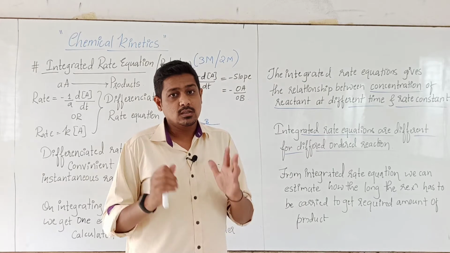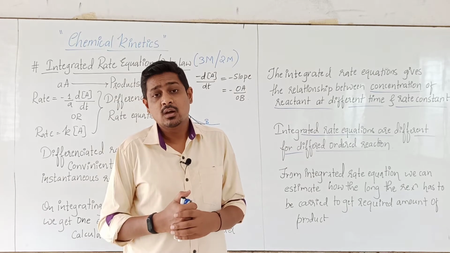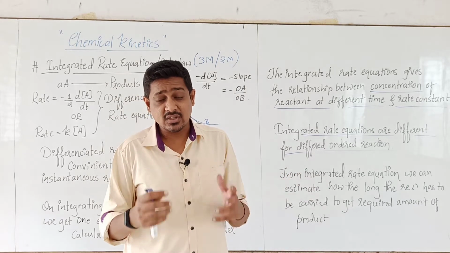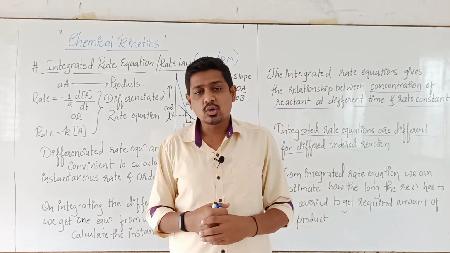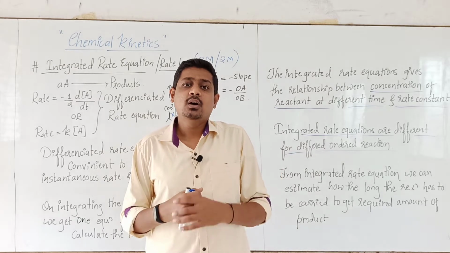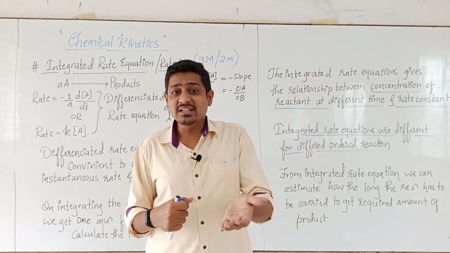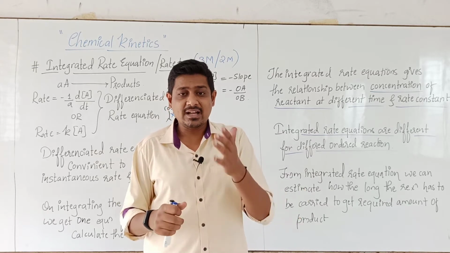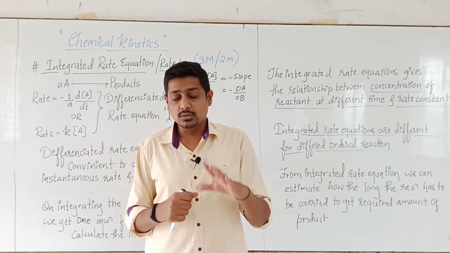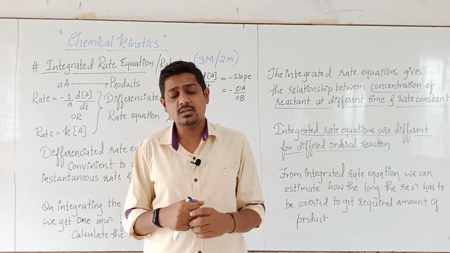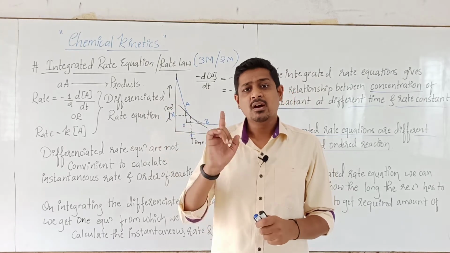What does this mean? In the previous class we already learned that there are different ordered reactions: zero order, first order, second order, fractional order, and pseudo first order reactions. So for each different ordered reaction, the integrated rate equation will be different, and that's what we are going to derive today. In your syllabus, you have the integrated rate equation for zero ordered reaction and for the first ordered reaction.